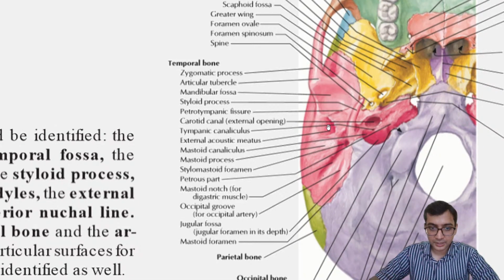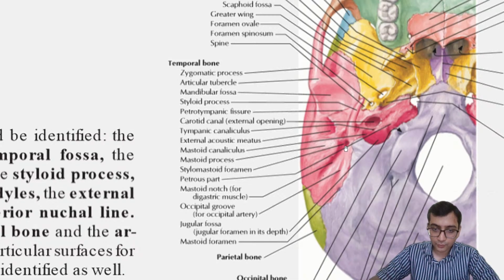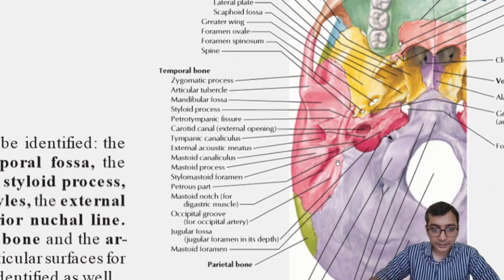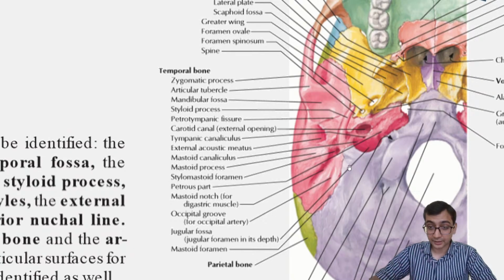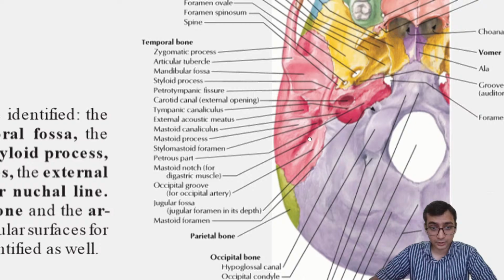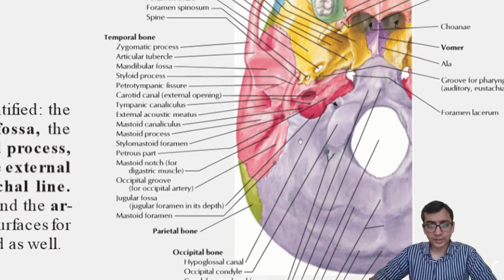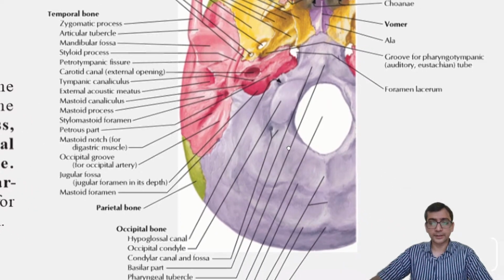Then there is the external acoustic meatus, mastoid process, stylomastoid foramen, and the facial nerve moves through the groove for a muscle that is passing through it. There is a mastoid digastric groove here, and that is for the, I'm a little blanking. That is the occipital groove. That is the groove for the digastric muscle. Petrous bone, we have discussed the foramen, jugular foramen, all of that.